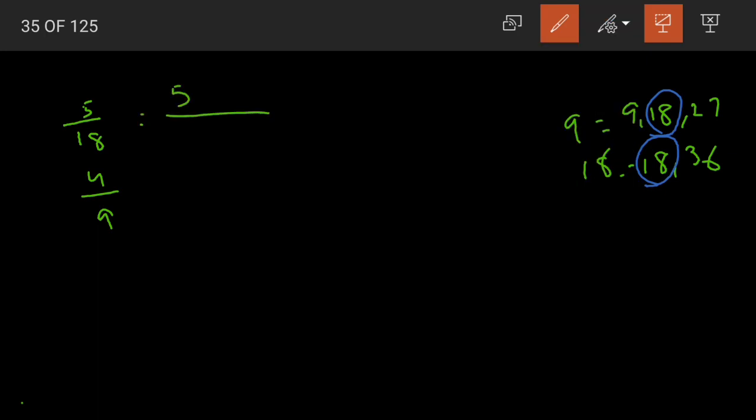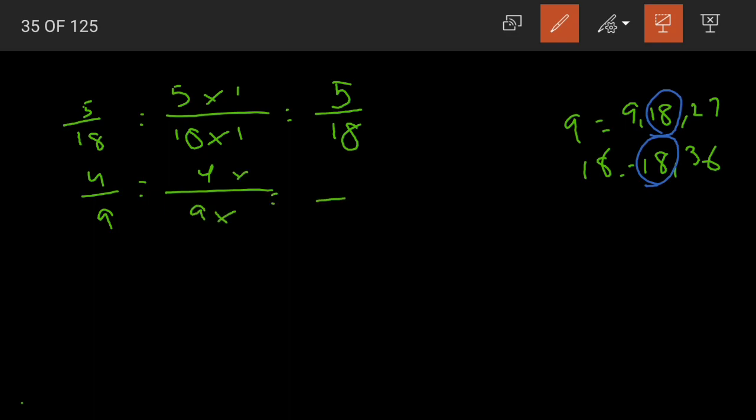If we observe 5 by 18, the denominator is already 18. So we'll just multiply it with 1, or we can leave it as it is. Now coming to 4 by 9. Here the denominator is 9 but we want 18. How will we get 18 children? 9 2s are 18. So multiplying both the numerator and denominator with 2. 4 2s are 8 divided by 9 2s are 18.